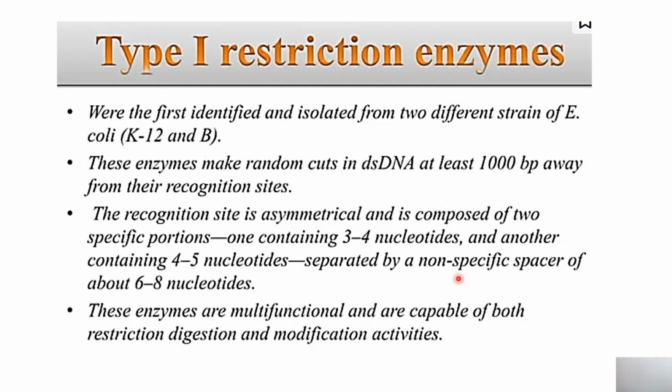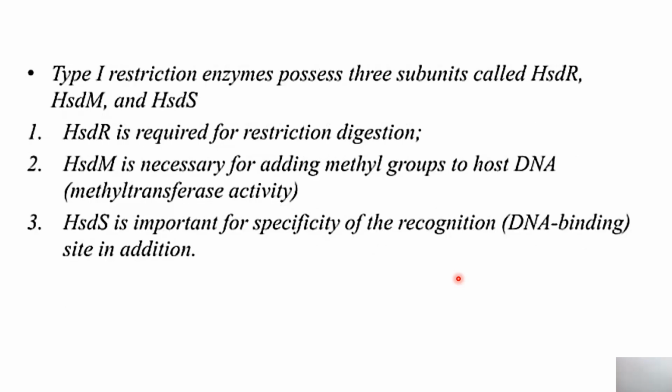Now, the first identified were isolated from two different strains of E. coli, K12 and B. So these enzymes make random cuts in dsDNA at least 1,000 base pairs away from their recognition sites. The recognition site is asymmetrical and is composed of two specific components, one containing 3 to 4 nucleotides and another containing 4 to 5 nucleotides, separated by a non-specific spacer of about 6 to 8 nucleotides. These enzymes are multifunctional and are capable of both digestion and modification activities.